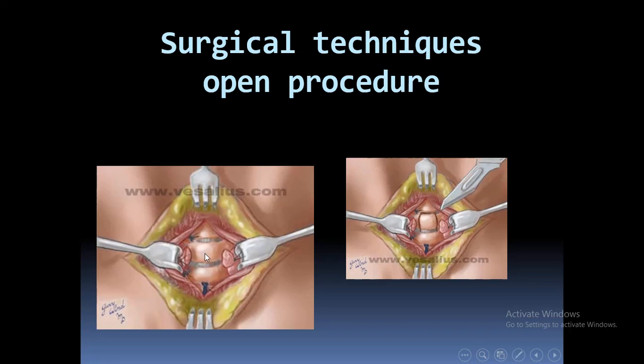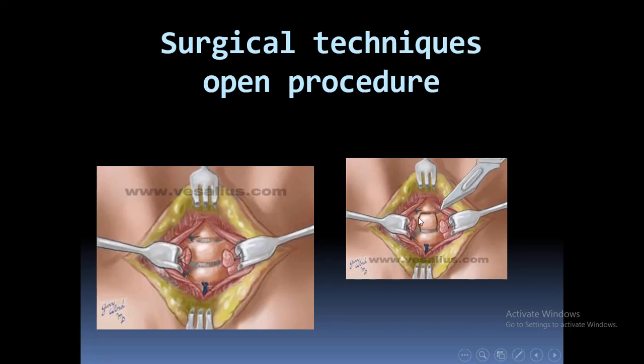Usually do tracheostomy avoiding the first tracheal ring. That is, you should do it in the second, third or the fourth tracheal ring. Why should you avoid the first tracheal ring? Because the injury to the first tracheal ring can cause perichondritis and the ultimate subglottic stenosis.